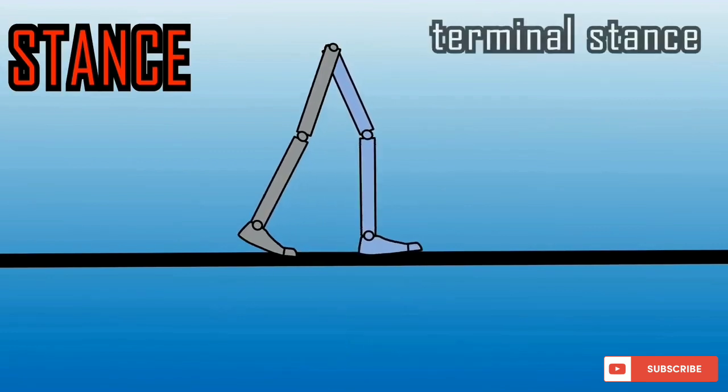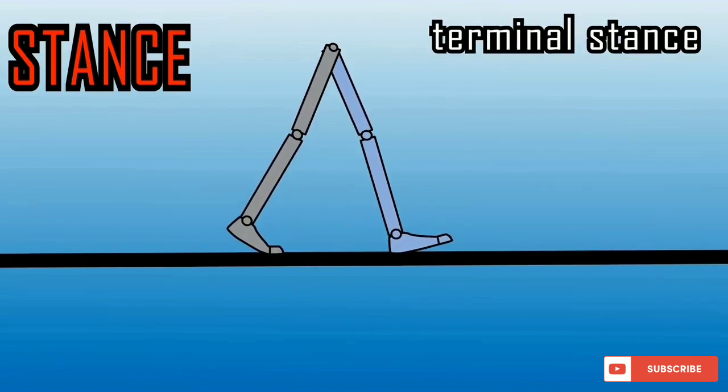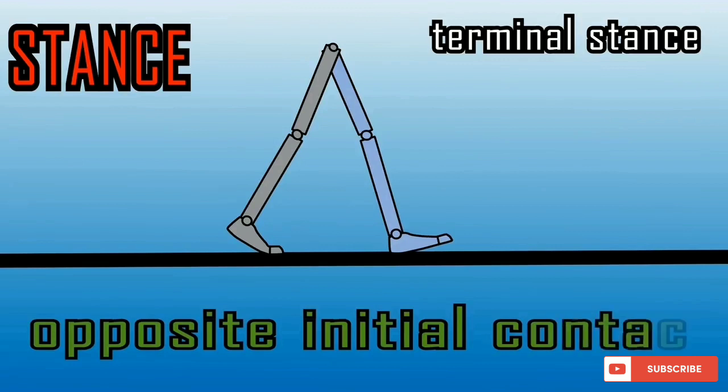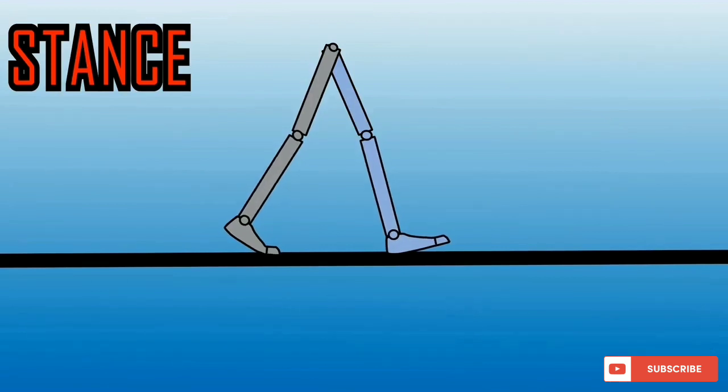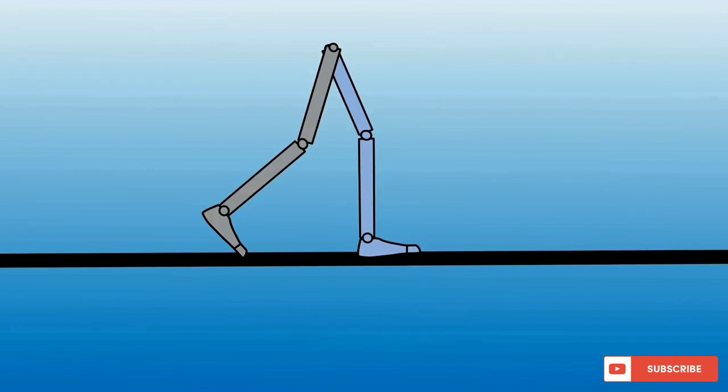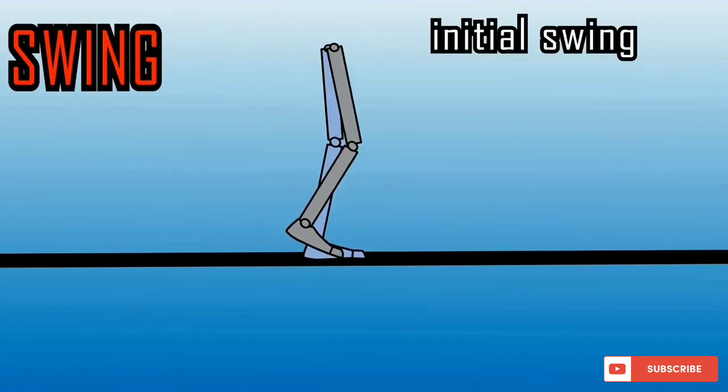After that, when there is terminal stance phase, the opposite lower extremity will be having its initial contact to the ground. During the pre-swing phase, the reference extremity will be preparing to leave the ground through toe off.